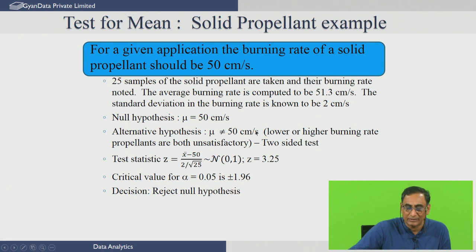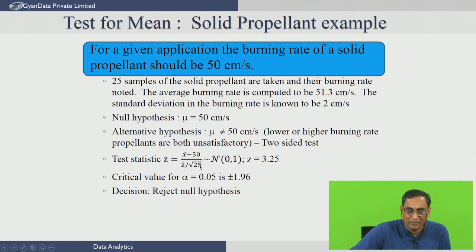That is why we have taken the alternative to be not equal to 50 centimeter per second. Now, this is a two-sided test. Now, how do we construct the test? I already talked to you that the sample mean has a normal distribution with population mean as the parameter, the expected value, and the standard deviation of the population divided by square root of n.